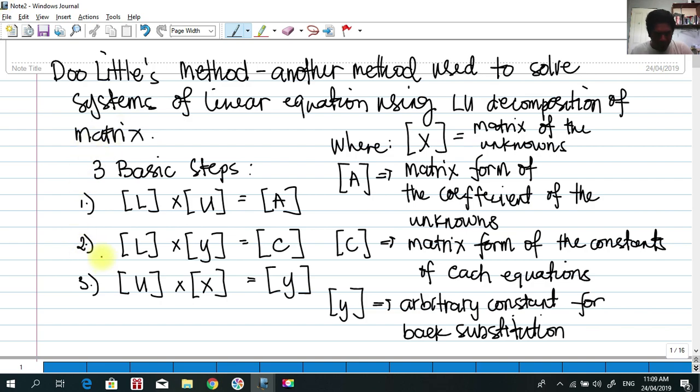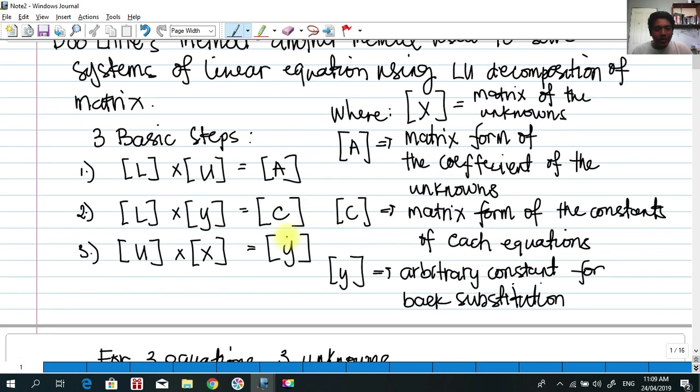Step 2 is the matrix L multiplied by matrix Y, wherein Y is an arbitrary constant for back substitution, and that is equivalent to the matrix C, wherein matrix C is the matrix form of the constants of each equation. For the last step, we have the matrix U times X, wherein X is the matrix of the unknowns, and that is equal to Y, which we have discussed a while ago, the arbitrary constants for back substitution.